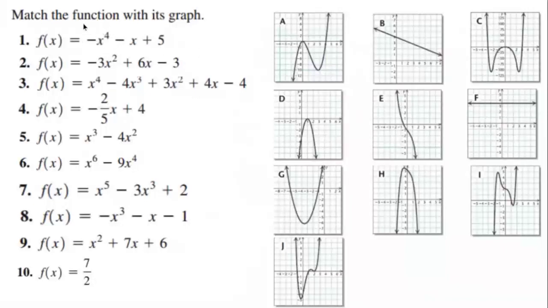It's negative and even. So both sides are headed down. And if I plug in a 0, this equals 5. So let's just see, both sides are headed down, and it has a y-intercept at (0, 5).